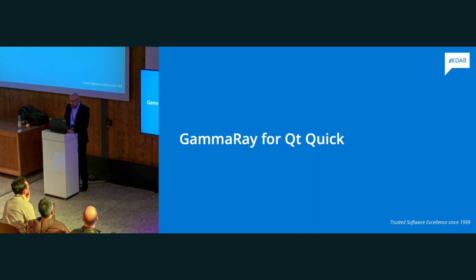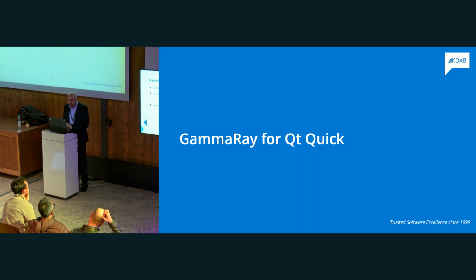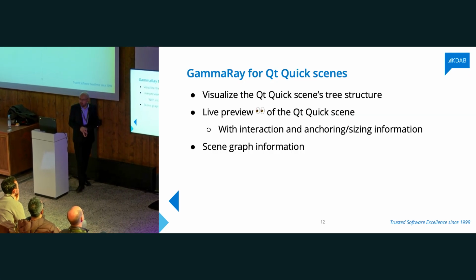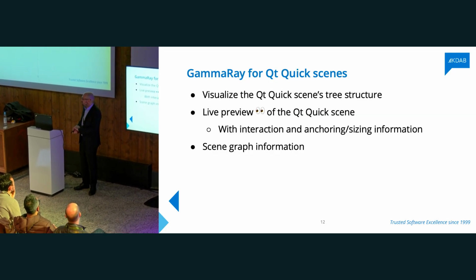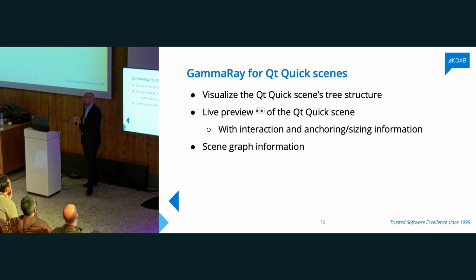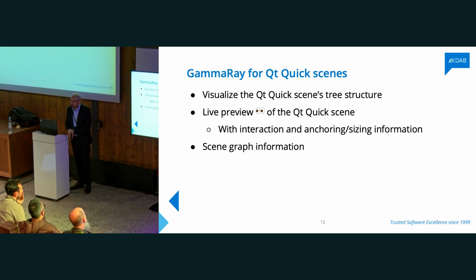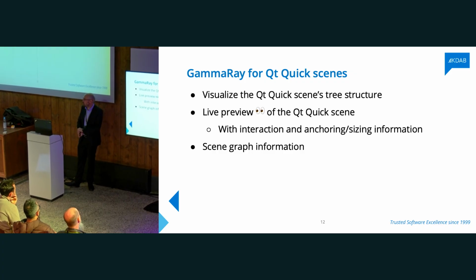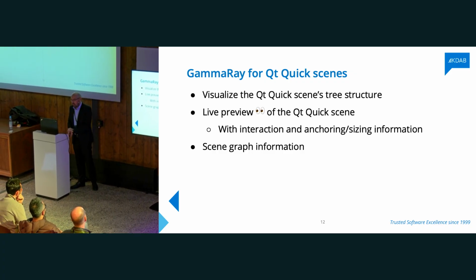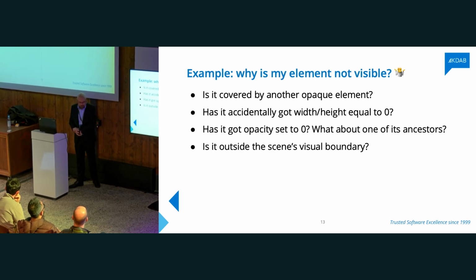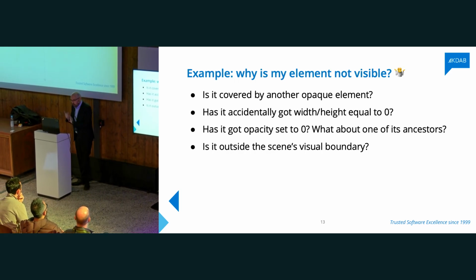So, a couple of other use cases. In QtQuick, we've seen what GammaRay can do. GammaRay can visualize your scene's tree structure. It shows you a live preview of the QtQuick scene, including information about sizing, anchoring. We can interact with your application from within GammaRay. And we can also inspect a lot of information about the scene graphs. And then, as I said, let's actually show this example.